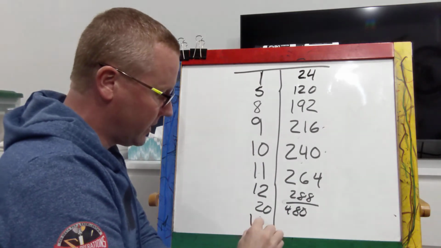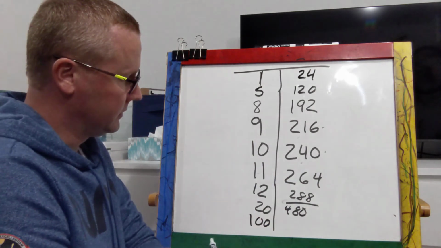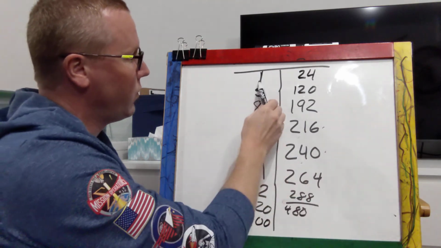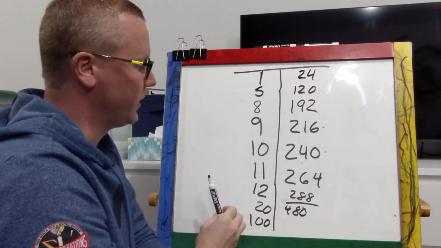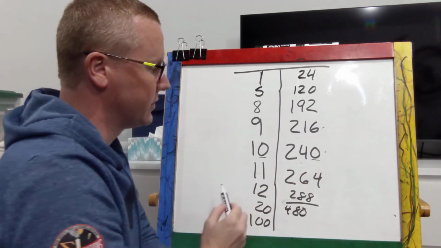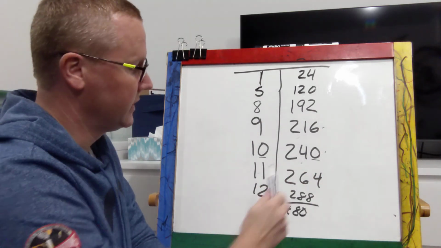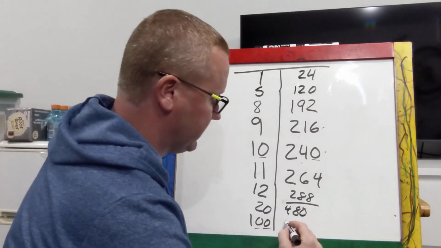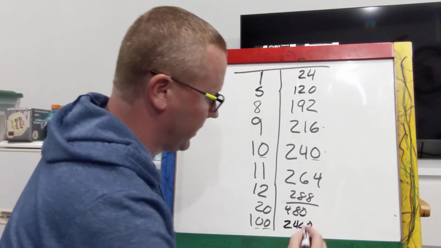Last one, 100. Well, I'm just going to do my same thing here. So 1 times 24 is 24. 10 times 24, notice my zeros, I'm going up one place value, is 240. I went up 2 place values again, so now it turns into 2,400.